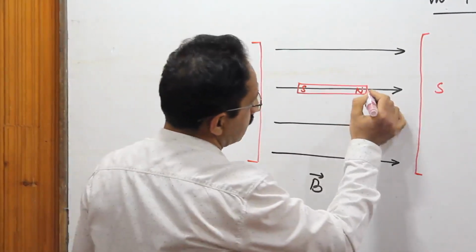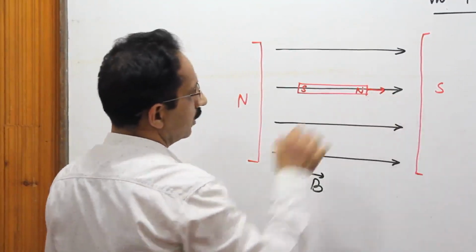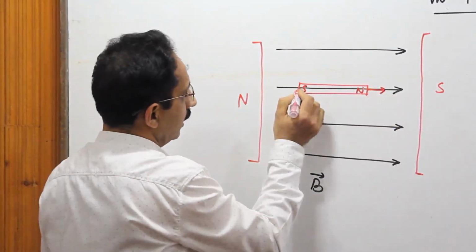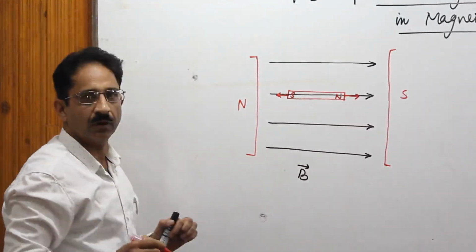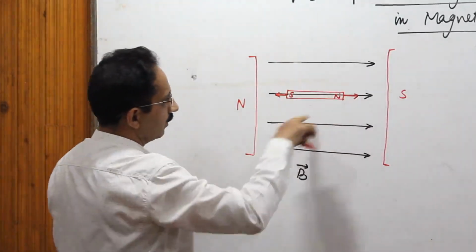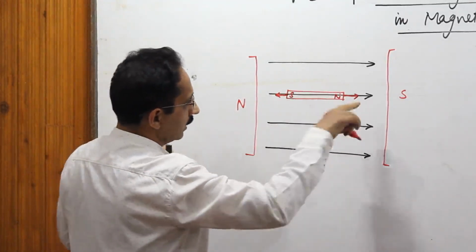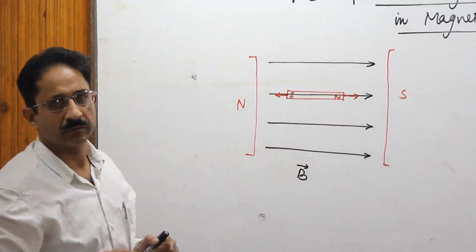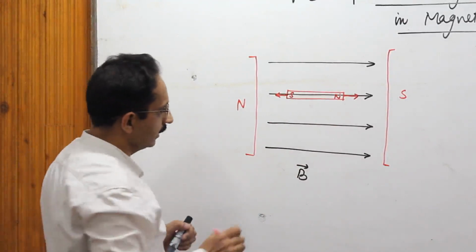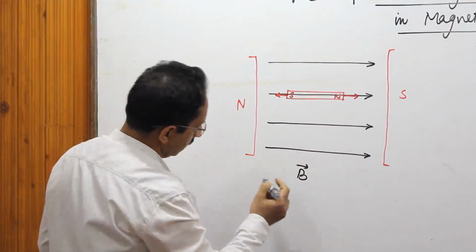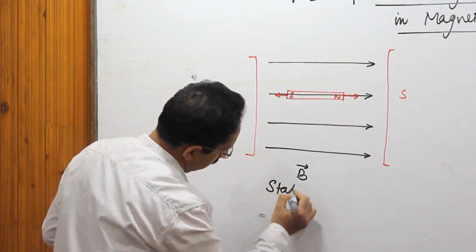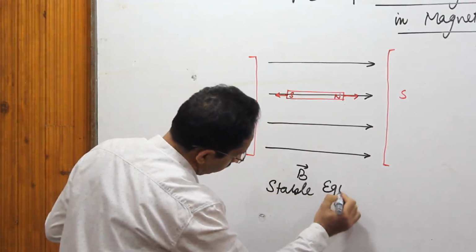A force acts here on the north pole, attracting it towards south. A force acts here on the south pole, attracting towards north. The field is uniform. These two forces are equal. They cancel out each other because they act along the same line. And I will say that this position of the bar magnet is a position of stable equilibrium.